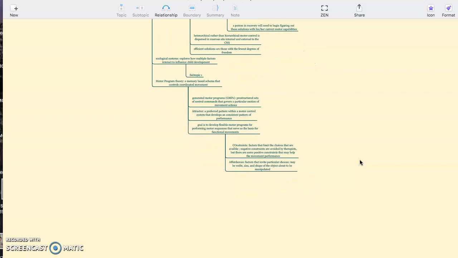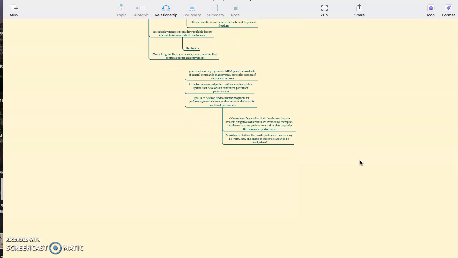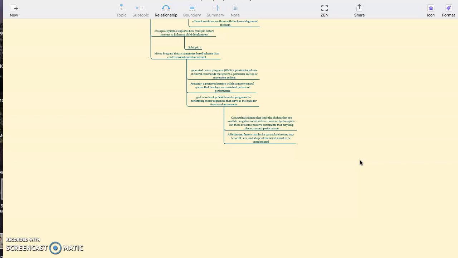So in a generated motor program, there are pre-structured sets of central commands that govern a particular section of movement actions. These actions had attractors, or attractor sites, which is a preferred pattern within a motor control system that develops a consistent pattern of performance. The goal of this intervention is to develop flexible motor programs for performing motor sequences that serve as the basis for functional movements. In these flexible motor programs, there are going to be constraints and affordances. Constraints include factors that limit the choices that are available, whereas affordances are factors that invite particular choices.